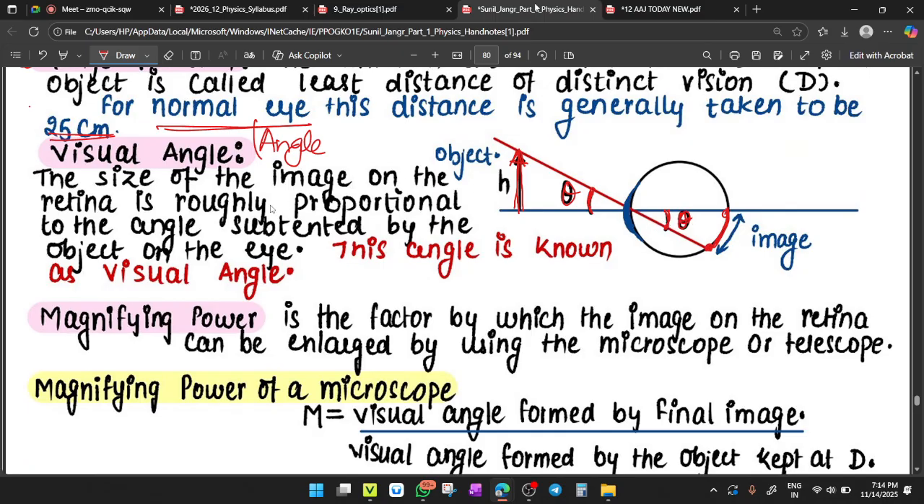Yes, the size of the image on the retina is roughly proportional to the angle subtended by the object on the eye. This is known as visual angle. Clear? It means the object and the retina image subtend the same angle on the eye. Clear or not clear? So that's why the object is nearly proportional to the image. Clear?